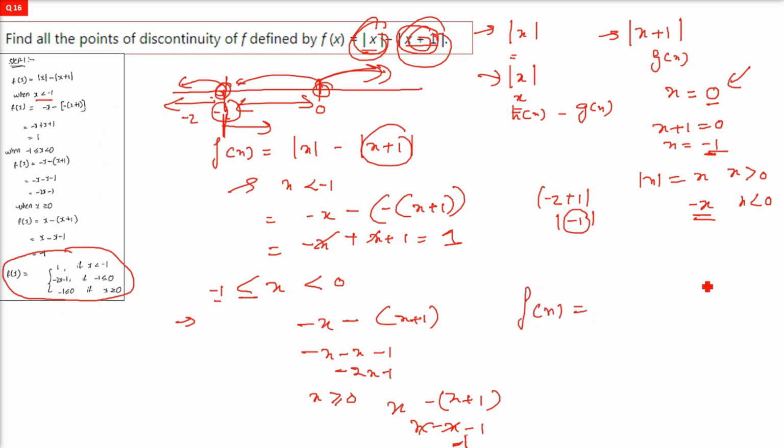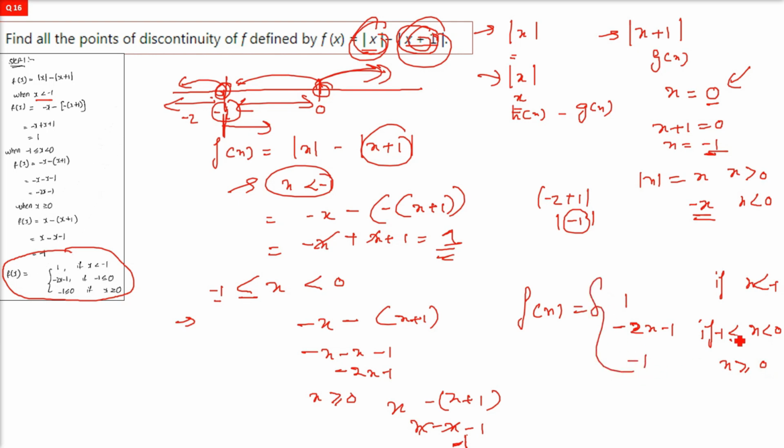So we can write the whole of the function like this: if x is less than minus 1, you get a 1. When x is between inclusive of minus 1 and non-inclusive of 0, you're going to get minus 2x minus 1. When x is greater than or equal to 0, you will get minus 1. Okay, this is done. Now this is step 1 over.